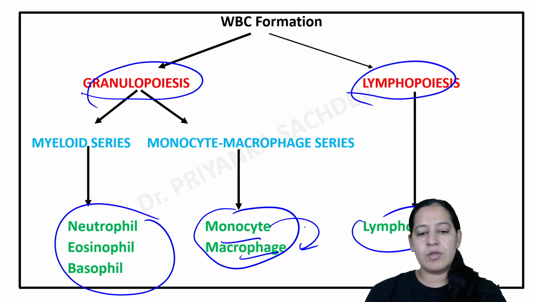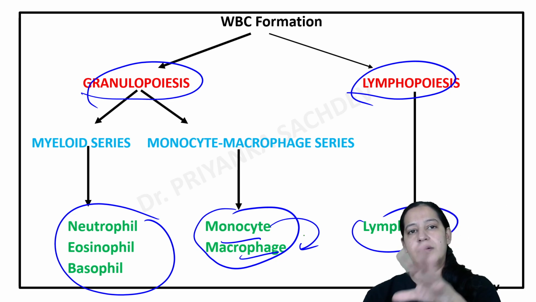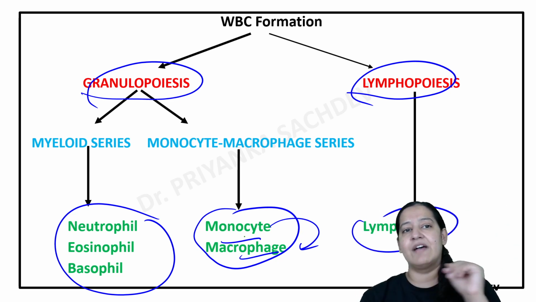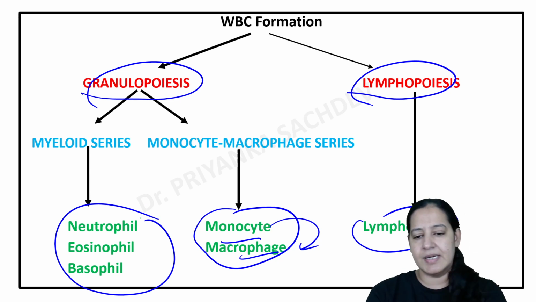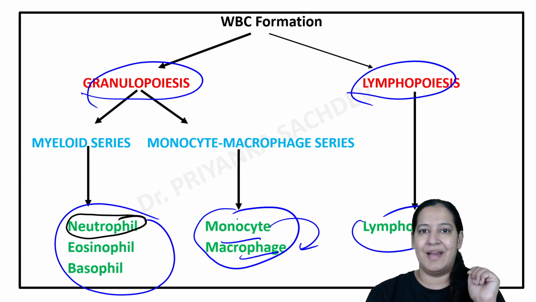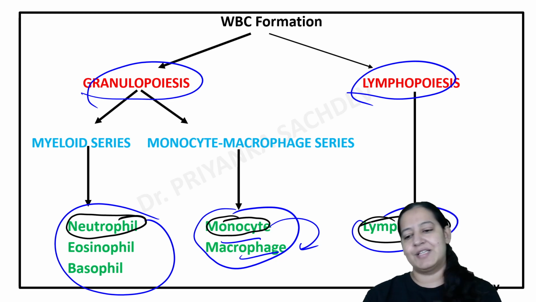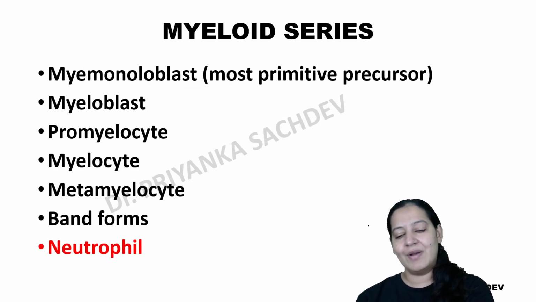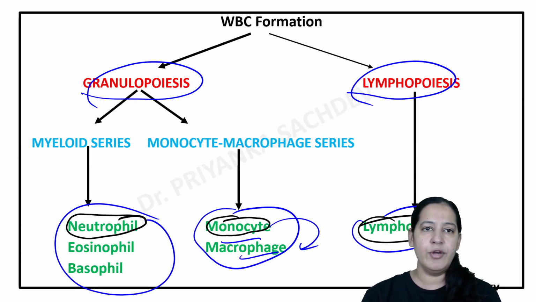Out of these all, I will tell you the precursors of neutrophils. You have to learn it to understand CML. I will tell you the precursors of monocytes, and I will tell you the precursors of lymphocytes. So you have to learn the precursors also. Let's talk about neutrophil first. So how is neutrophil formed?